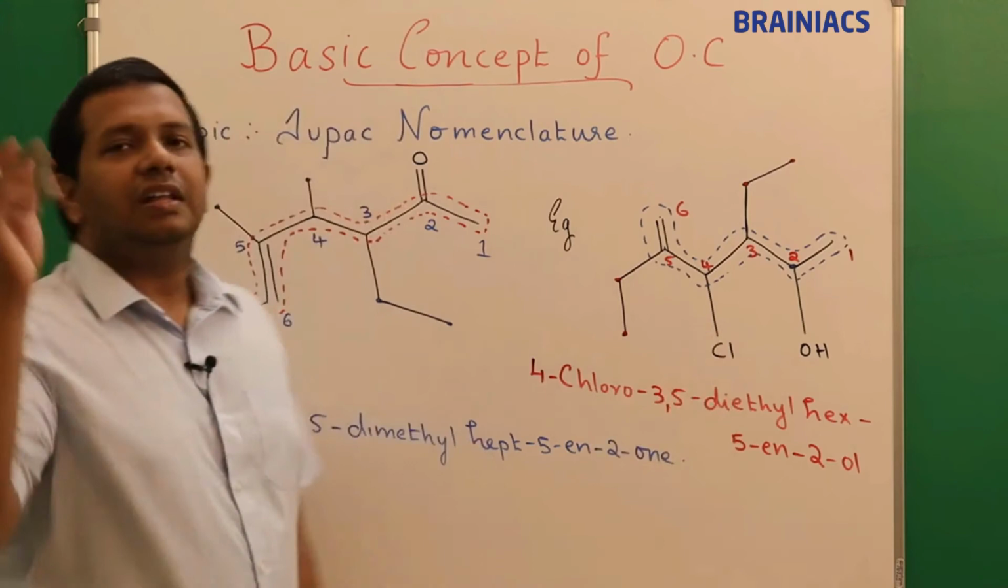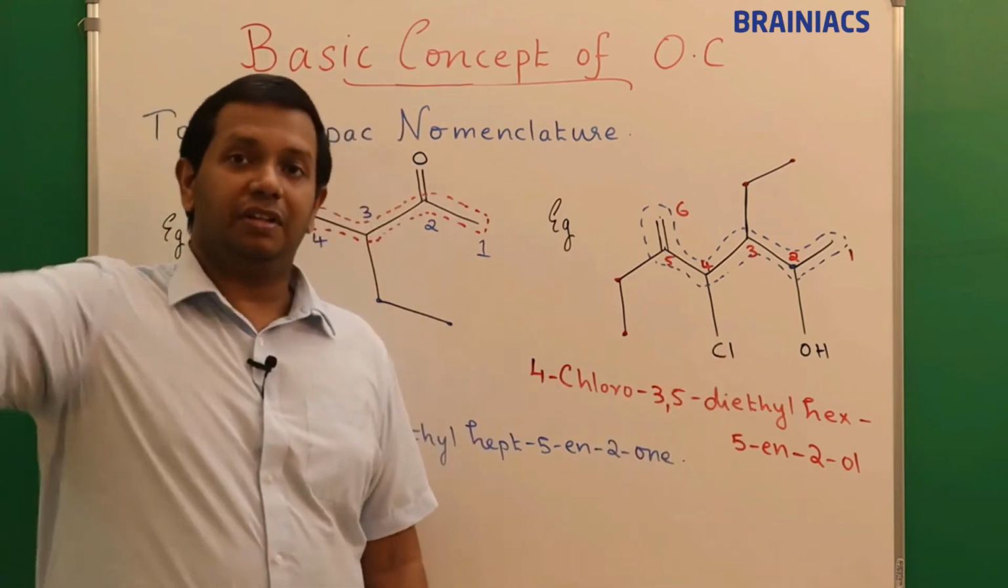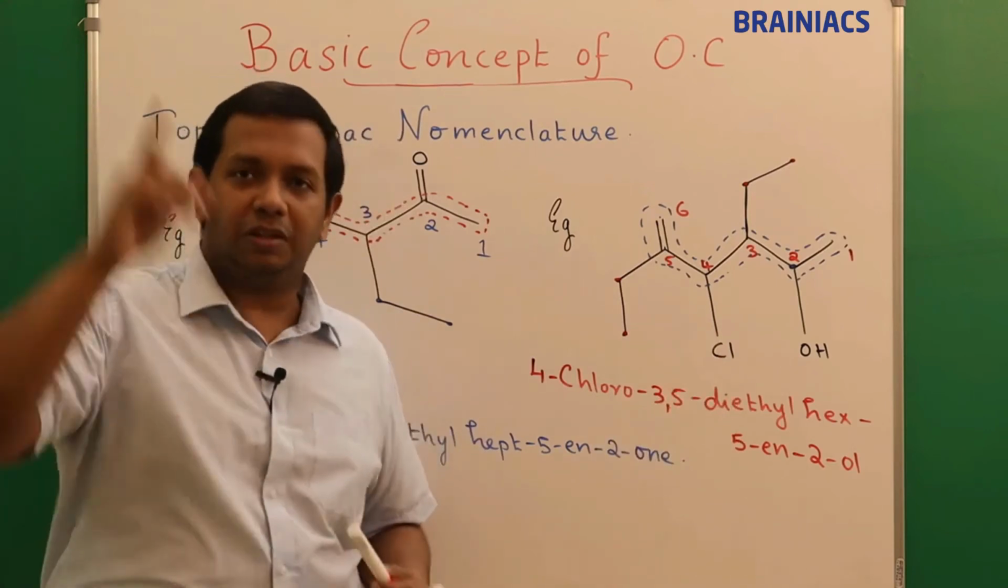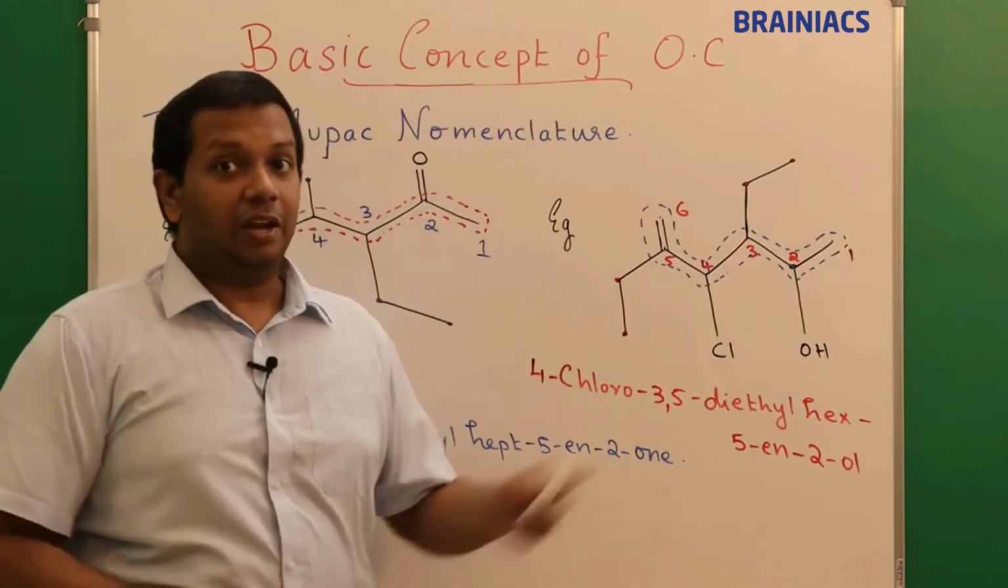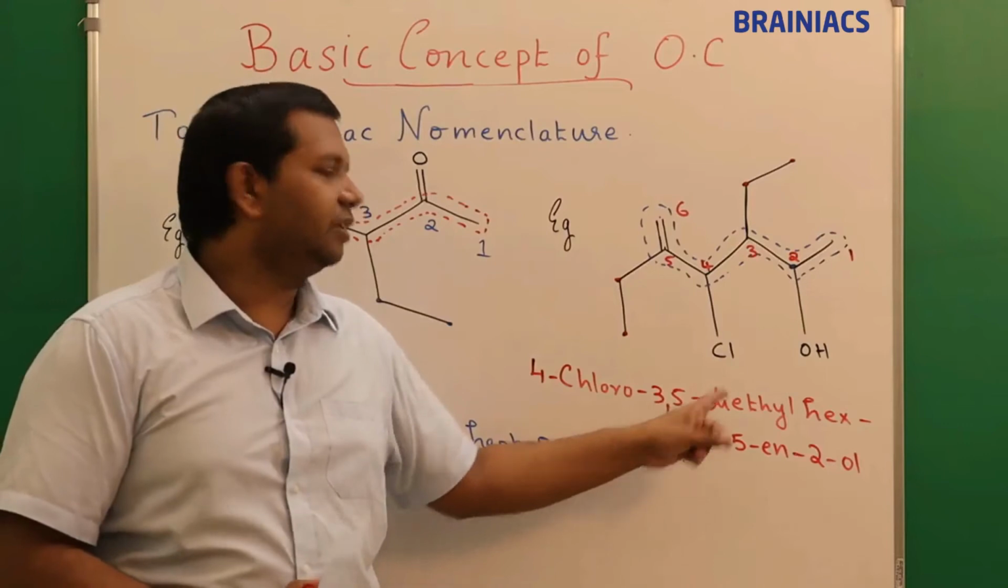Suppose at 3rd position, 5th position, 7th position an ethyl group is there, then it should be 3 comma 5 comma 7 triethyl. It should be like that. It should not be the other way. It should be increasing order.